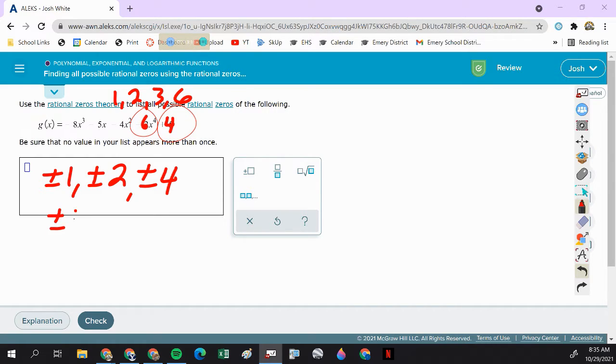So plus or minus 1/2. 2 over 2, we don't need to put. 1 over 3 or 2 over 3, we do. But 2 over 6 simplifies, so I don't need to put that in.